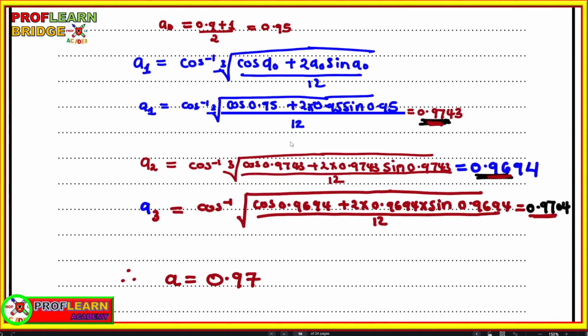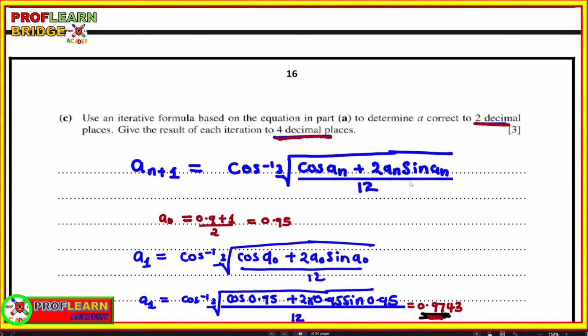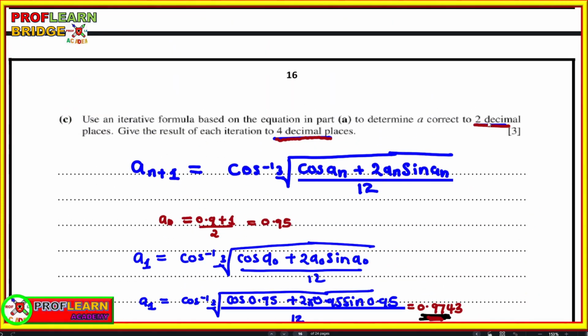And now substituting this, we're going to get 0.9743. The next one, now this result that we've gotten here, we are going to substitute inside in order to get A2. So upon doing that, we're going to get 0.9694. This result, for us to find A3, we're going to put it inside here, and I'm getting 0.9704. And this is enough to check, because we are giving our answer correct to 2 decimal places.